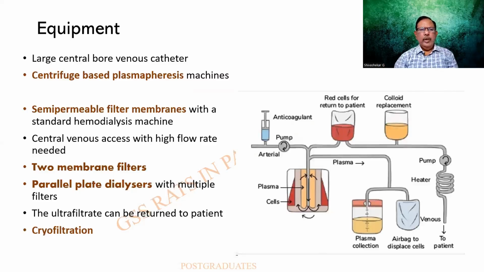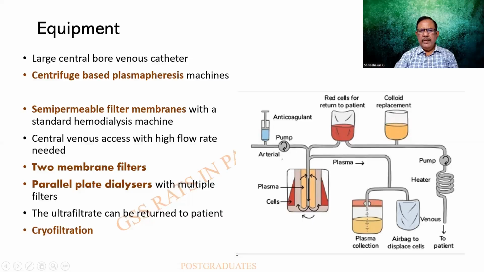The equipment, all the letters in brown, I would like you people to kindly learn by heart. As I told you, you should have a large central bore venous catheter. If this is not possible or probable, then the entire procedure should be done away with. There can be a centrifuge based system; I had shown you a centrifuge. Semi-permeable filter membranes are there. Sometimes there can be 2-layered filters. Parallel plate dialysis and cryofiltration. These are the things that you should remember. At least some 3 you should be able to write.